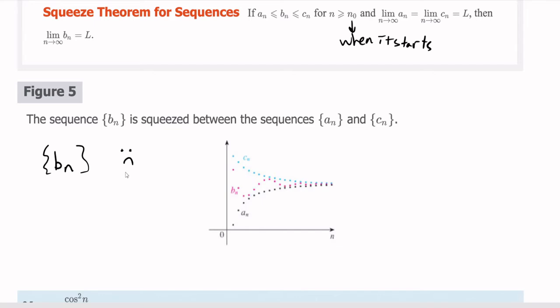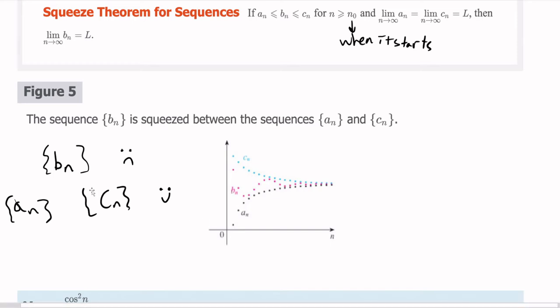But instead of passing, we're going to say, you know what? I think I can find an a sub n and a c sub n that make me pretty happy. These aren't too bad to look at. I know what's going on with those two. And if we can pick these correctly, then we'll be able to say, okay, this one's smaller than b, this one's bigger than b. I know what these two are doing. They're both going to L, the same number. And so that will force b to go there as well.